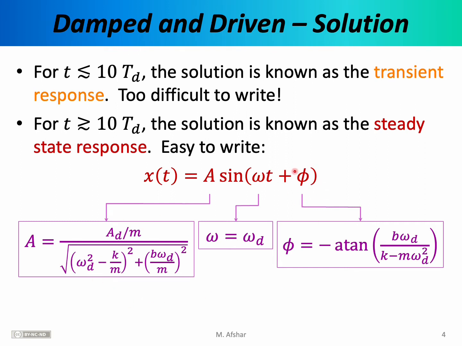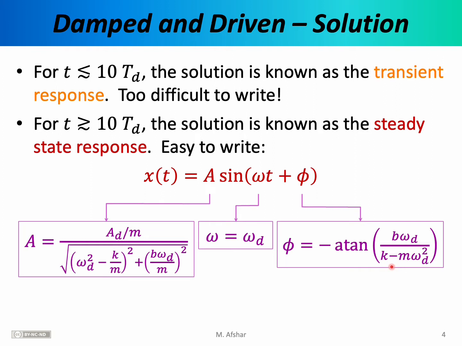The phase constant is also somewhat complicated. It turns out to be given by this formula here. A tan is simply an abbreviation for arctangent, so the inverse tangent function. And as you can see, the phase constant depends also on the angular frequency of the driving force and the damping coefficient and the spring constant and the mass.